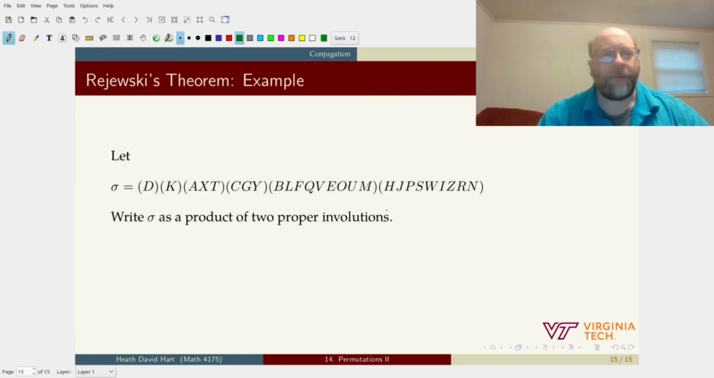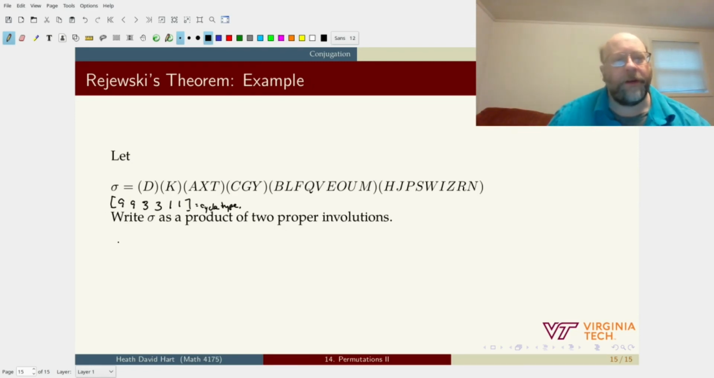Okay, let's do an example of Rejewski's theorem here. We have this permutation, and it has a matched cycle type. These cycles have length 9, and there are 2 of those, and then 3, and there are 2 of those, and then 1, and there are 2 of those. That's the cycle type. And so we should be able to write this as a pair of proper involutions.